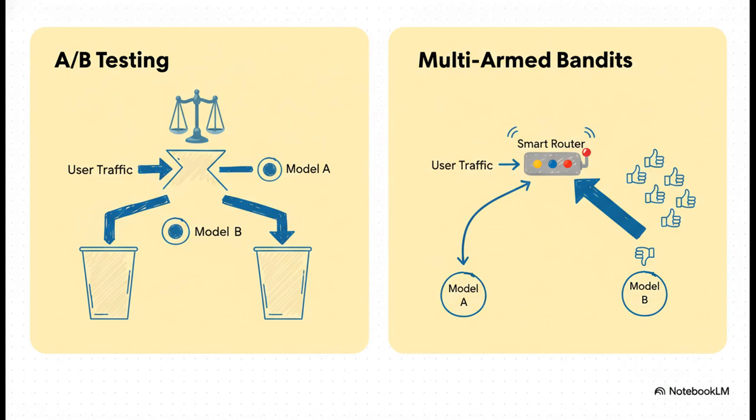A/B testing is what you use when you want to find the definitive, long-term best model by splitting your users 50-50. But bandits are more dynamic. They learn as they go and start sending more traffic to the model that's performing better right now, maximizing value even during the experiment itself.